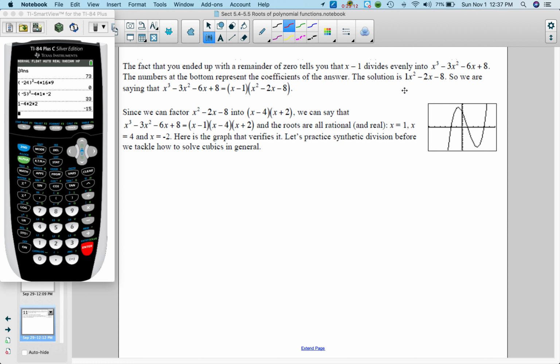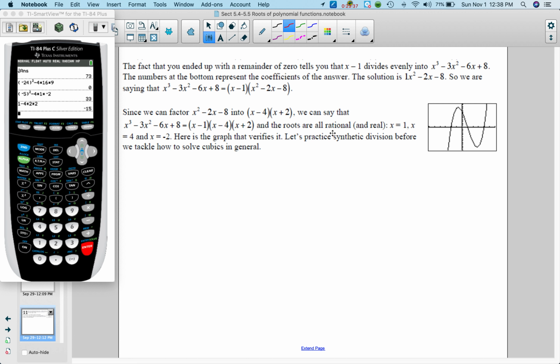The numbers at the bottom represent the coefficients of the answer. These were the 1, the negative 2, the negative 8. Those were the numbers we got, and you put that back into a polynomial. So then we have it factored as x minus 1 times x squared minus 2x minus 8. And then you factor using other things you already know how to do. So now we have it completely factored.